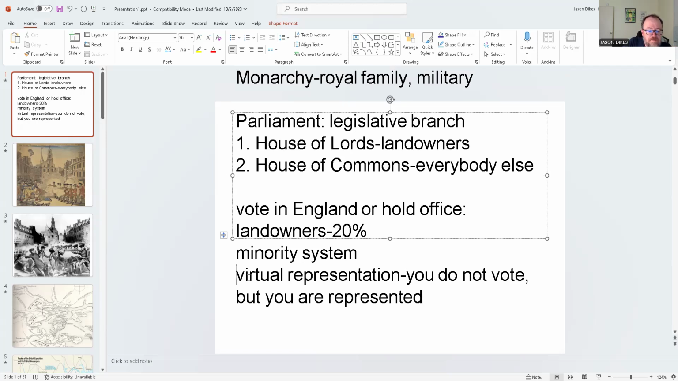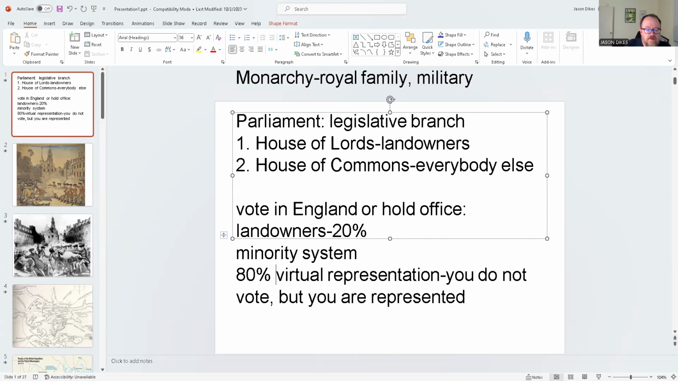80% of the population had what was called virtual representation. Okay? They are the everybody else portion of this up here, okay? So that's British government. You have the monarchy, part 1, House of Lords, part 2, House of Commons, part 3. But again, it kind of breaks down here when only 20% of the people can vote for elections or even hold office in Parliament.